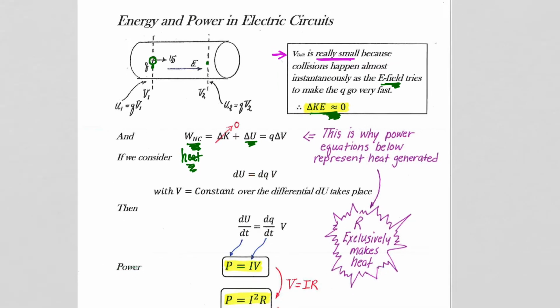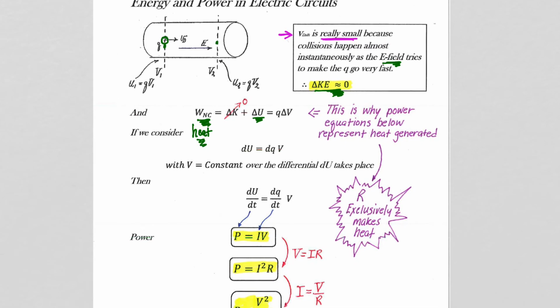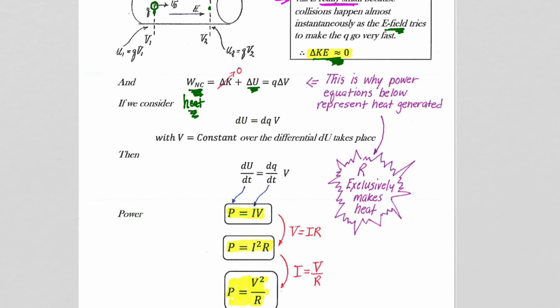So this is why, and please get this into your notes, the power equations represent heat generated when we're talking about the electrical power being dissipated. It's always dissipated through resistors. R makes heat. Resistance makes heat. So please make sure you get all of these explosive statements into your notes.